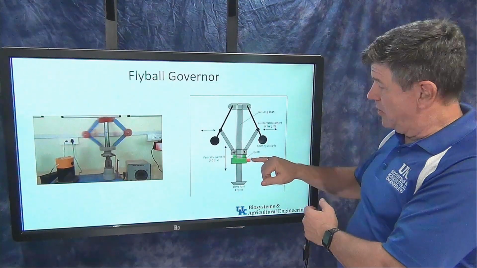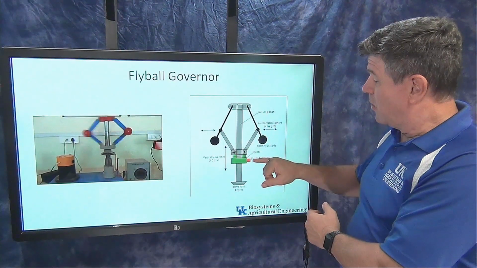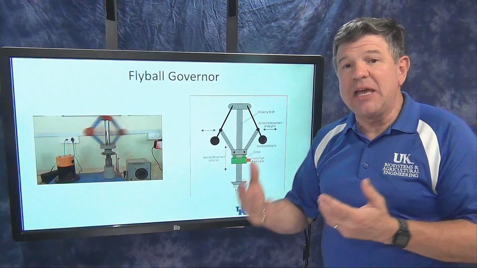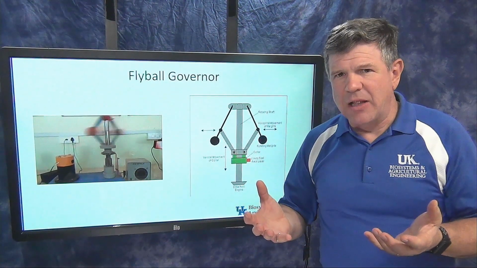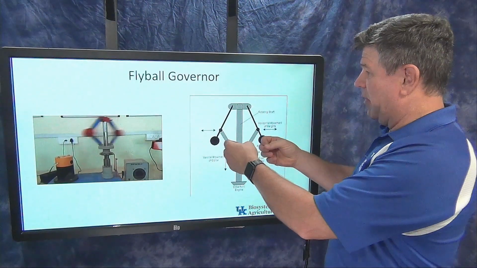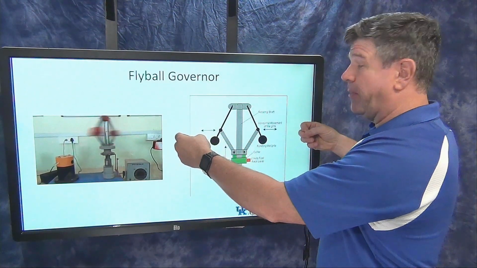Okay, now what we do then, this collar as it slides, we're going to connect that to some linkage that controls the speed of the engine. So this becomes a balancing act. So as the engine goes faster, these fly balls will go out.